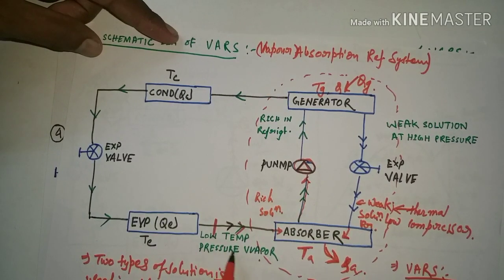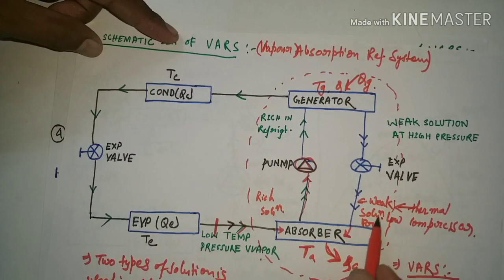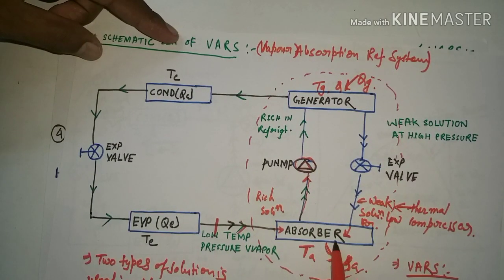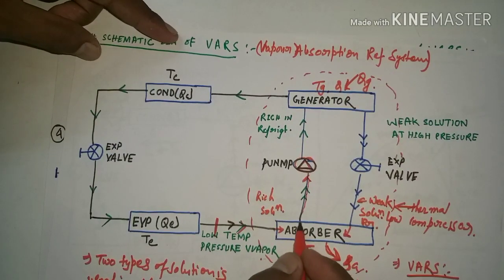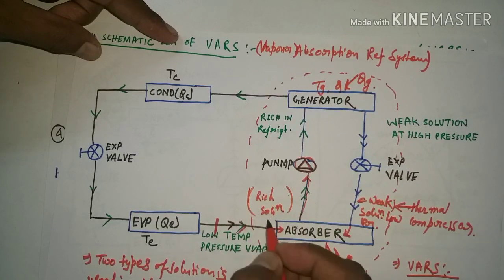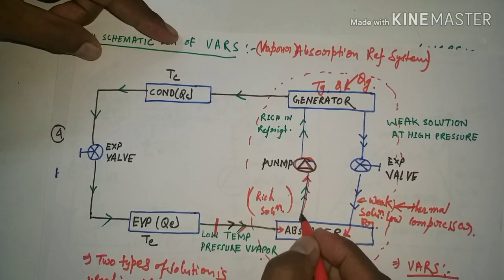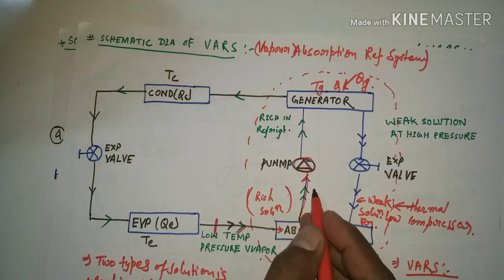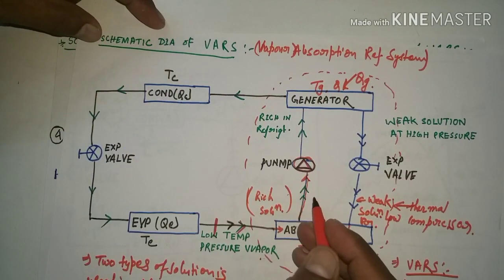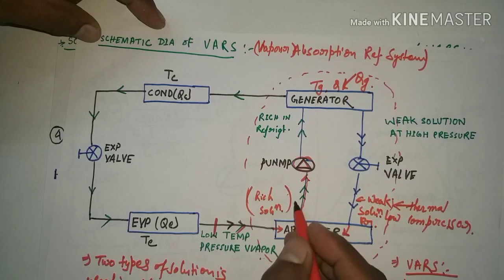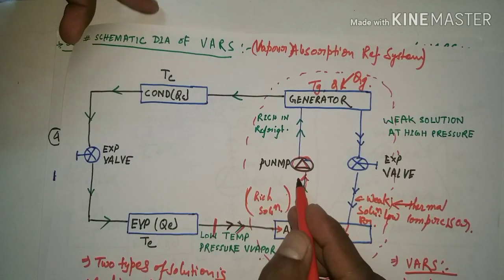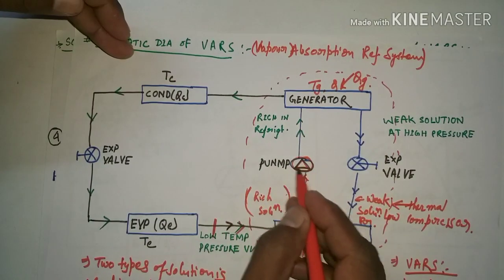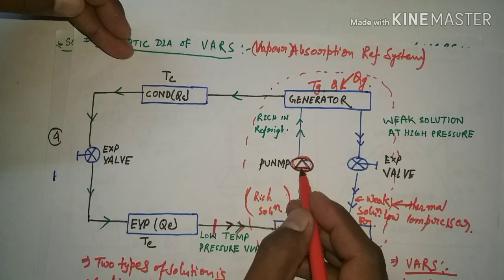Right, because if low temperature, low pressure vapor gas is mixed with weak solution, then by combining the weak solution and this refrigerant gas, this definitely becomes rich solution. That means the quantity of refrigerant in the solution going through this pump will increase, so automatically this becomes rich solution. This rich solution goes to the generator via the pump, creating some amount of work.